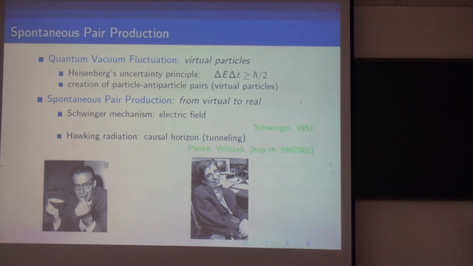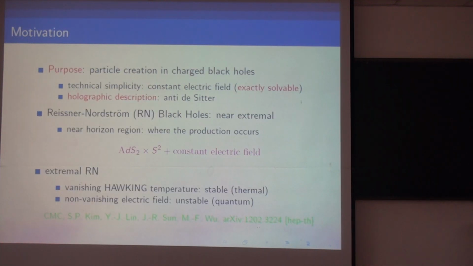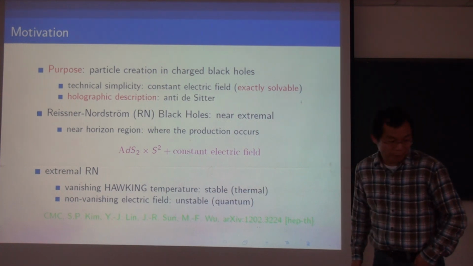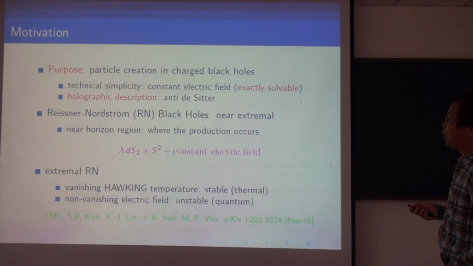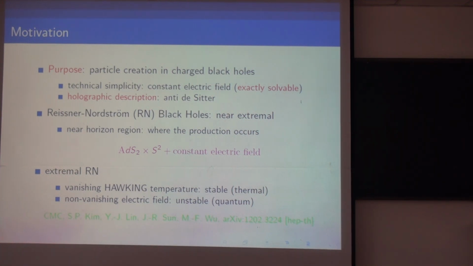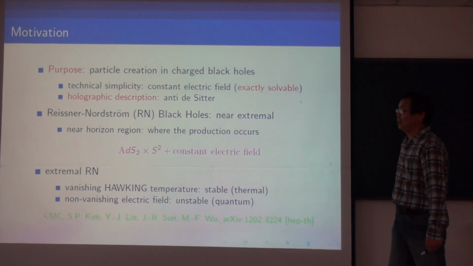But of course, people have already investigated this kind of topic a lot, analyzing simultaneous pair production. But we want to consider the pair production in terms of the holographic duality. So we have two criteria to choose our background for analysis. One is that we want the system to be technically simple, so we can solve the system by hand.